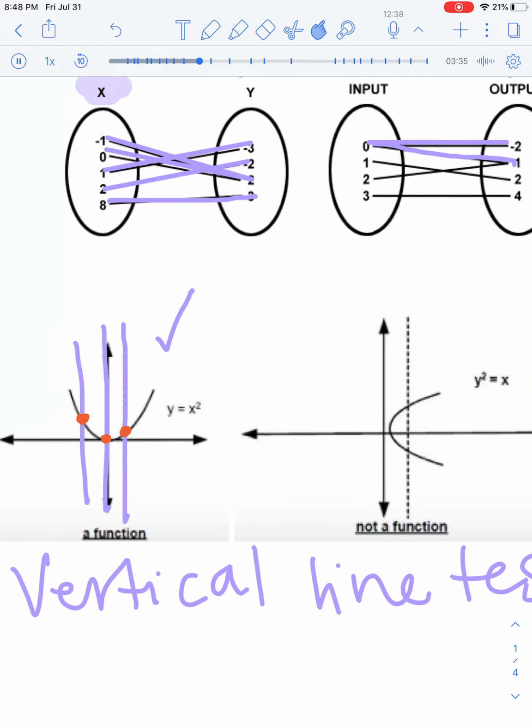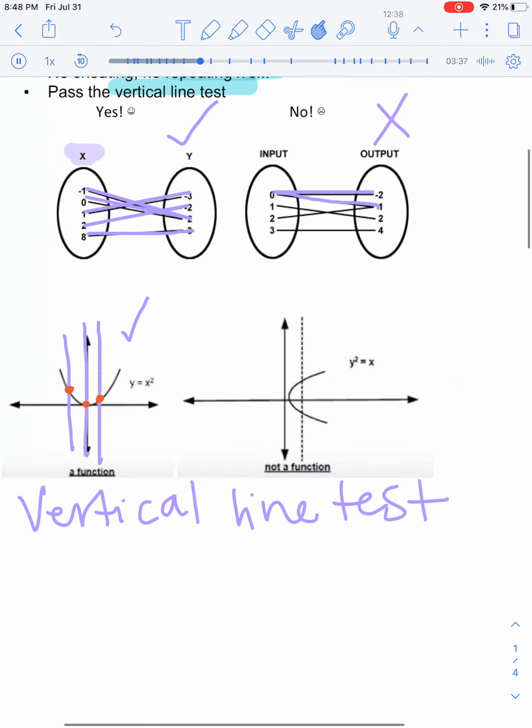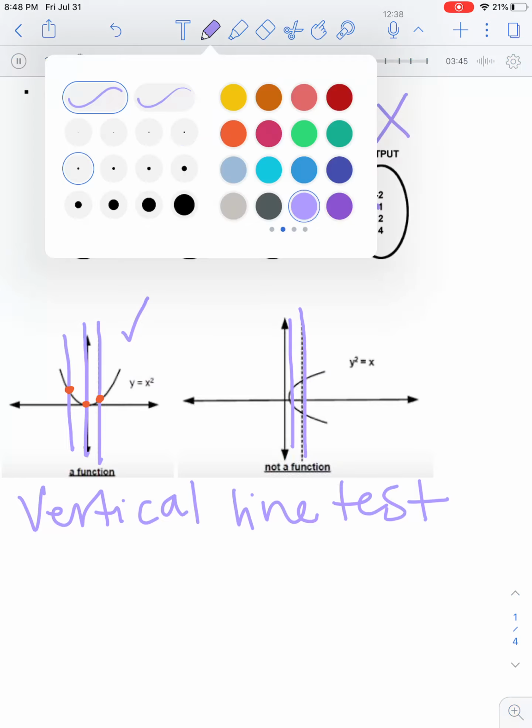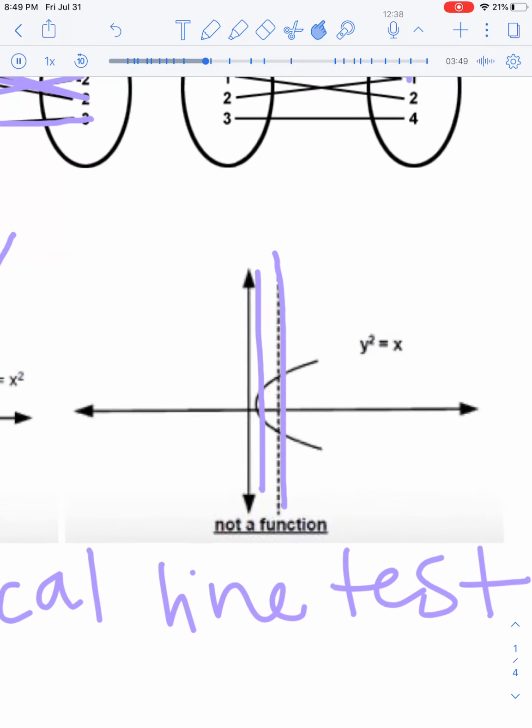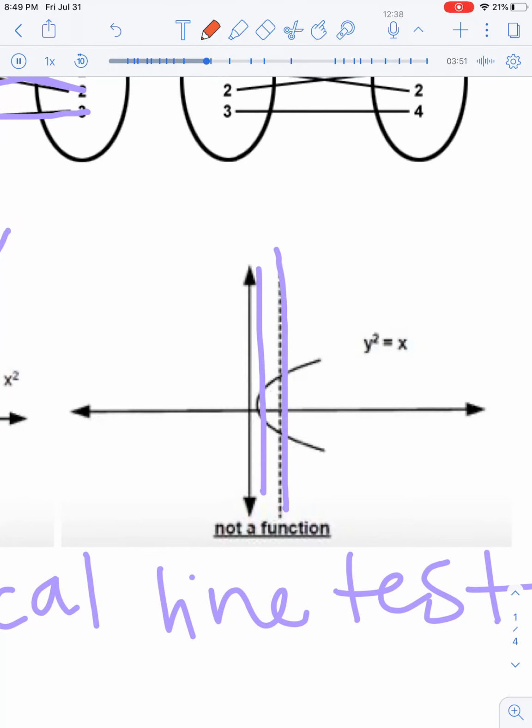Now I'm going to do the vertical line test on the second graph. I'm going to draw a line here and here. This one's kind of easy to see. Once I drew that first line, it touches the graph here and there. So it touches it more than one time. And that's why it is not a function.